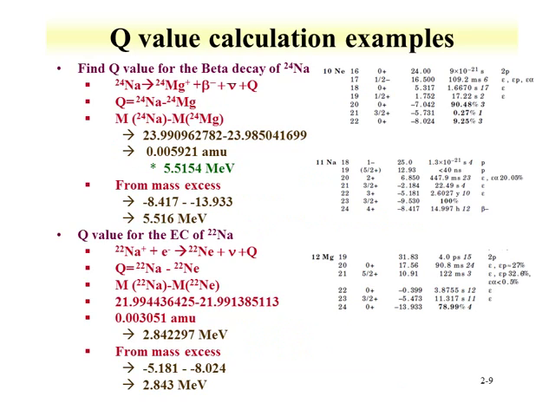And here are some examples of Q value computations that involve both masses and mass excesses. So here's an example of sodium-24 undergoing beta decay. We use the masses. We use our conversion factor of 931.5 MeV per AMU. And we get a Q value of 5.5 MeV.